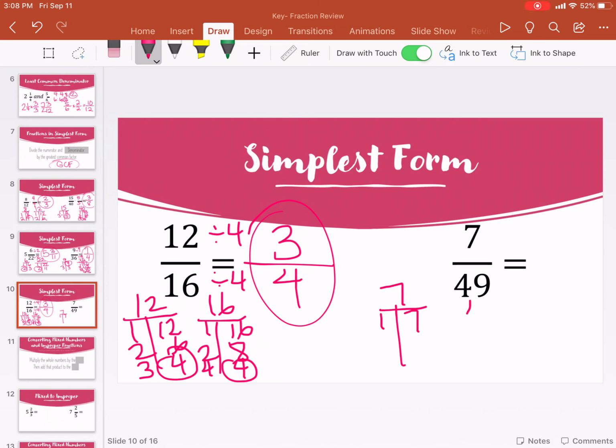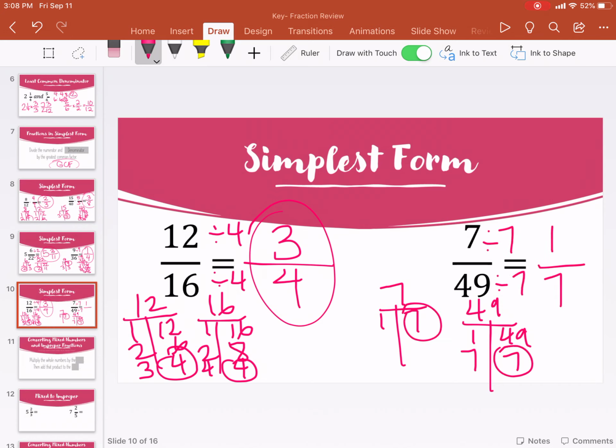7 is just 1 and 7. 49 is 1 and 49, 7 and 7. Divide by 7, divide by 7. We get 1/7.